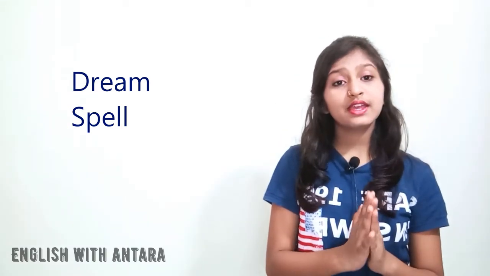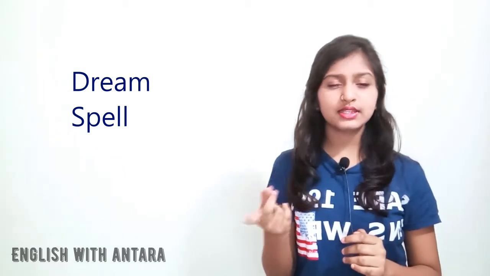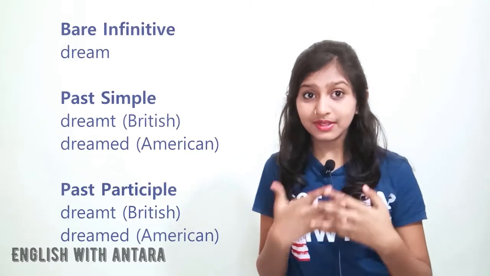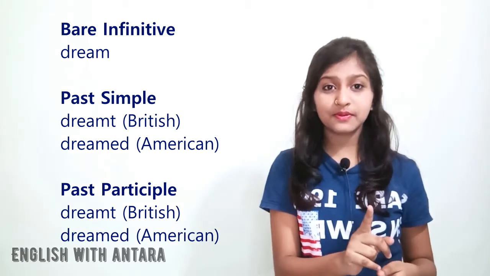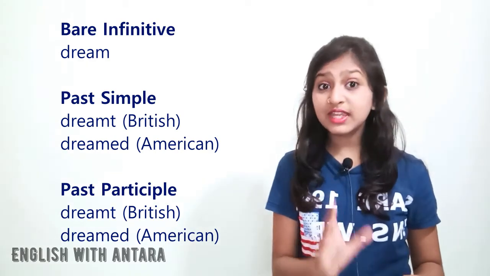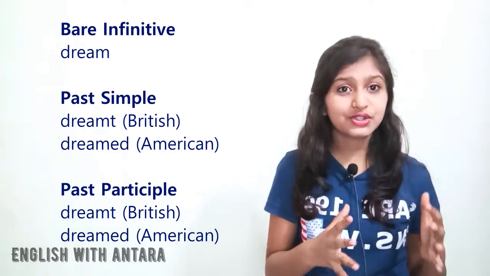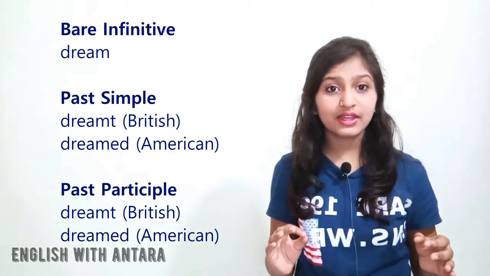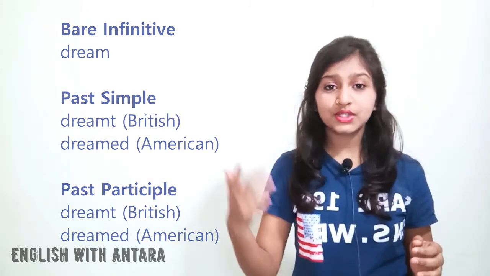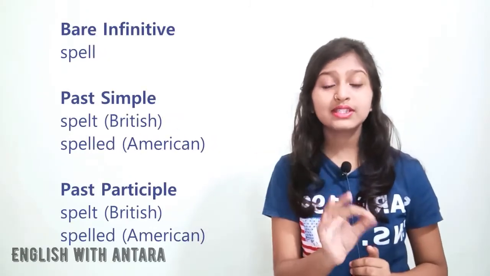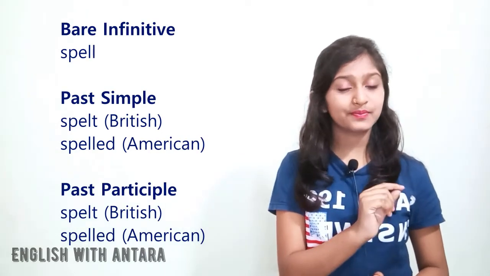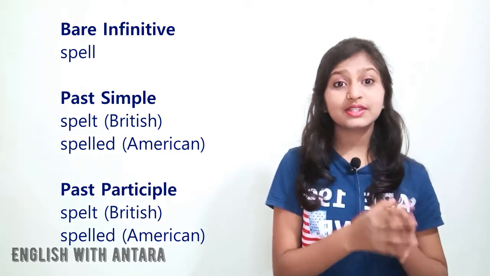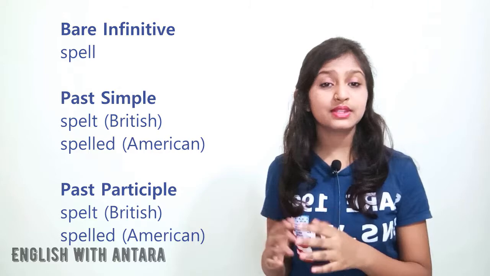Well, both of the verbs can be called regular as well as irregular verbs. Let me explain. Dream, dreamt, dreamt. However, the past simple and the past participle forms can also be dreamed and dreamed. So in British English, we use dreamt, and in American English we use dreamed. Same goes with spell. Spell, spelt, spelt. And also spell, spelled, spelled. In British English we use spelt, in American English we use spelled.